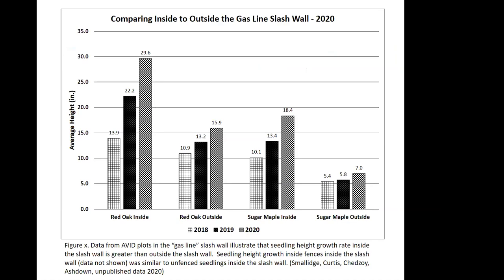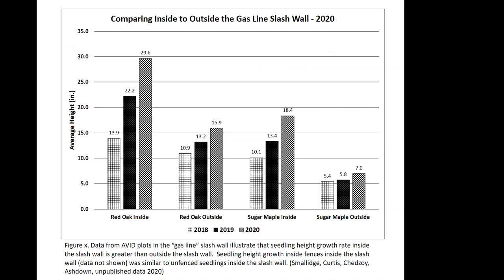I talked about AVID earlier. aviddeer.com is a protocol that we developed where you tag seedlings and track their height from one year to the next. And it's a very powerful way to assess whether or not you have deer impacts. And I would encourage you, if you're wondering just how bad is my deer problem, this is a great way to do it. If you're interested, I can give you more information.